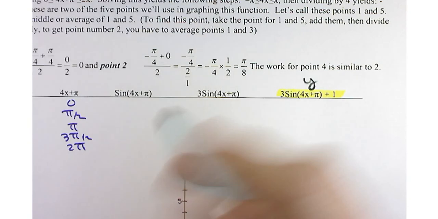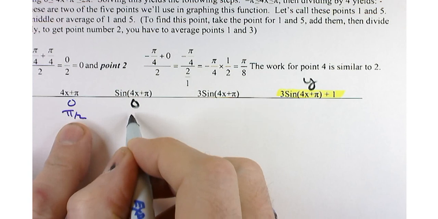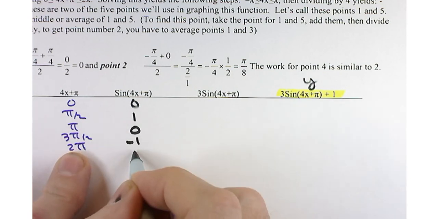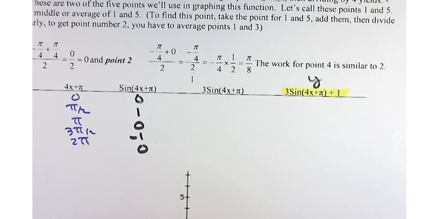Sine at 0 is going to be 0. Sine at pi over 2 is going to be 1. Sine at pi is going to be 0. Then negative 1. And then 0 again. So, okay, not so bad.